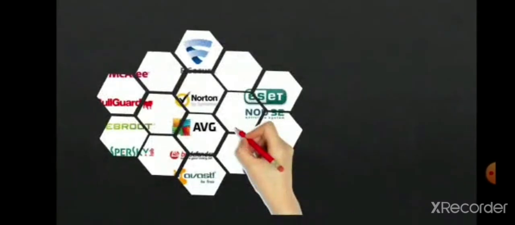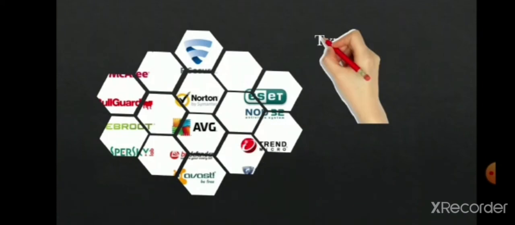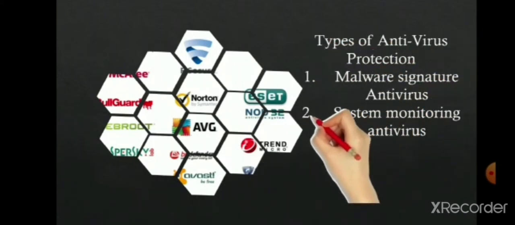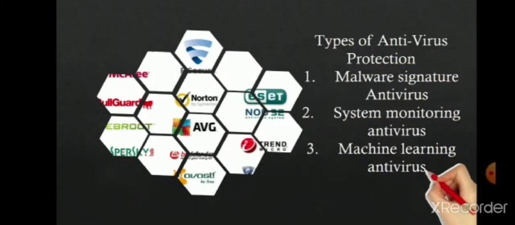Now, there are different types of antivirus protection. First one, malware signature antivirus. It deals with viruses such as spyware and malware. This spyware and malware steals login information and sends spam messages to others. It can even crash your computer. So, to prevent that from happening, malware signature antivirus is important.